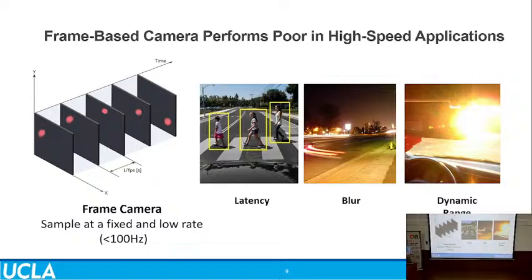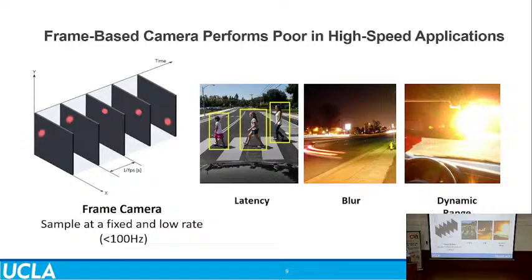The cameras that we are all used to are framing cameras, right? They will take a picture or series of pictures, and they usually have a frame rate of 60 frames per second, 100 frames per second, etc. And so as a result, it's very difficult for them to capture fast-moving changes.